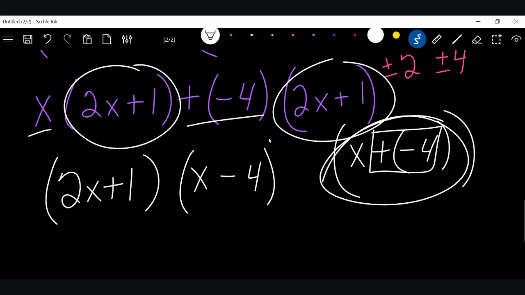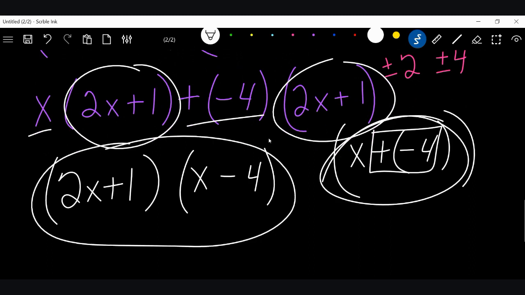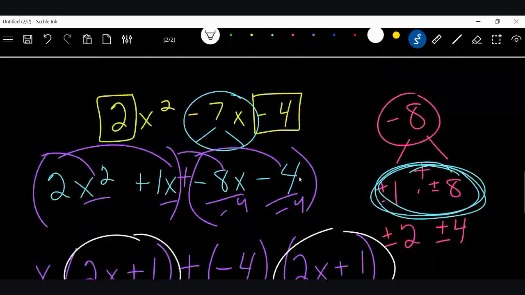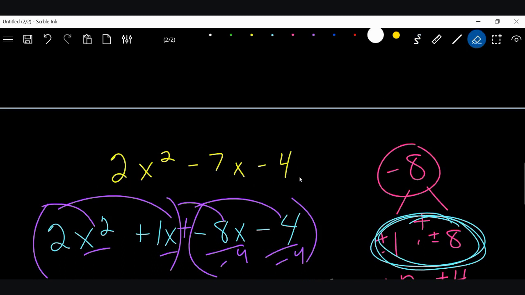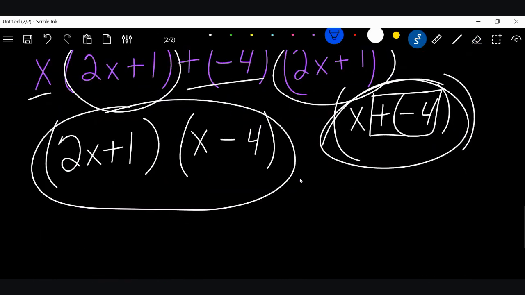All right, so that is the answer. That's what you come up with. Now, you could go back up here to the very beginning before I did all of this, and you could factor out your 2, and you could factor out your -4, and you could multiply them all out, and you could come up with your -7 in the middle. And when you did that, your answer would be the same as the way I did it with grouping.